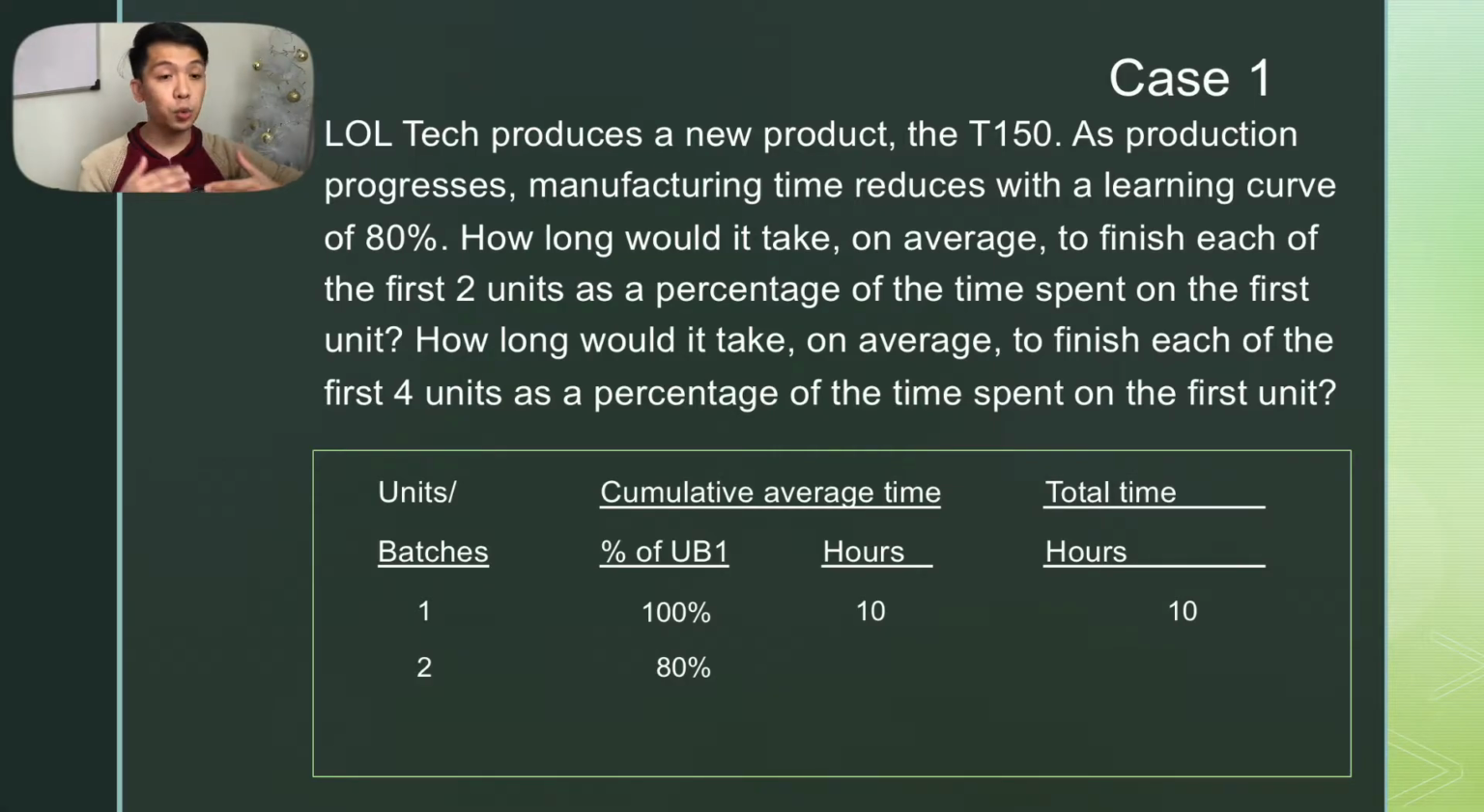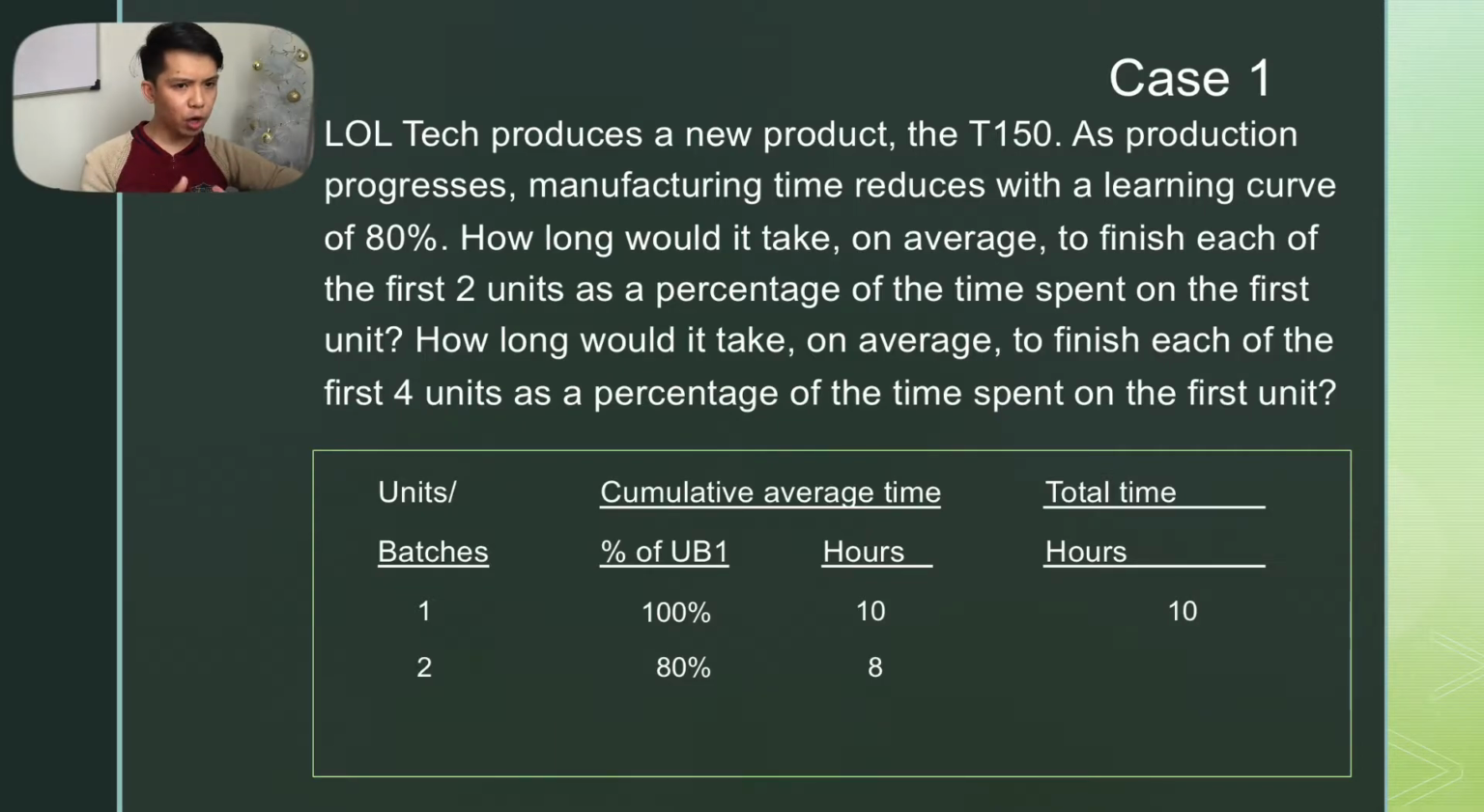If the production would double from 1 unit to 2 units, the cumulative average time of the first 2 units will only be 80% of that time spent on the first unit. 80% of 10, that would be 8. The cumulative average time as a percentage of the time spent on the first unit, speaking about the first 2 units, will be 80% and therefore 8.